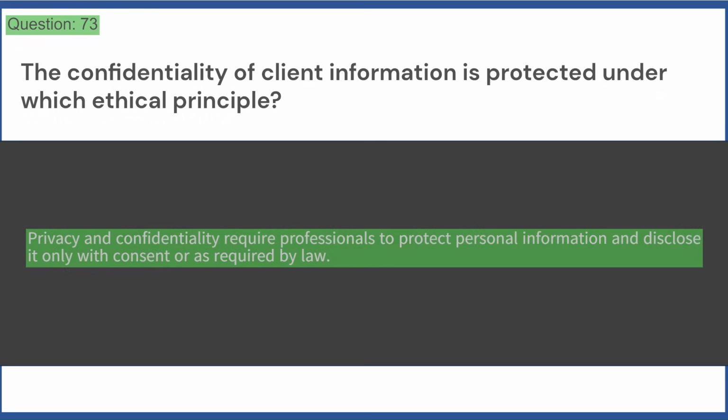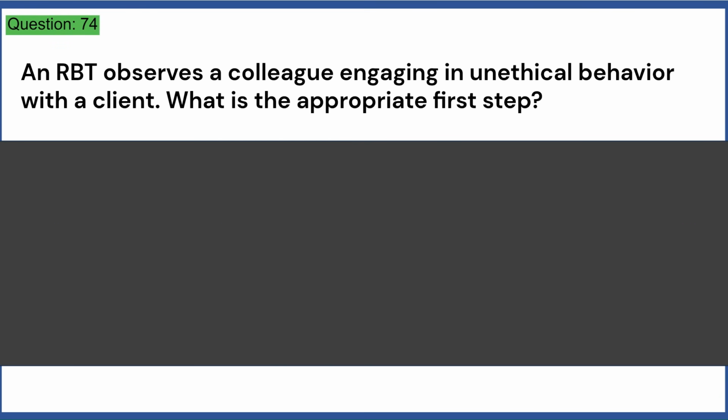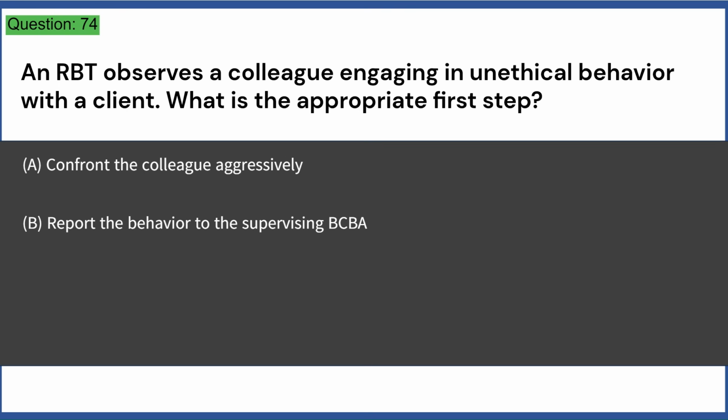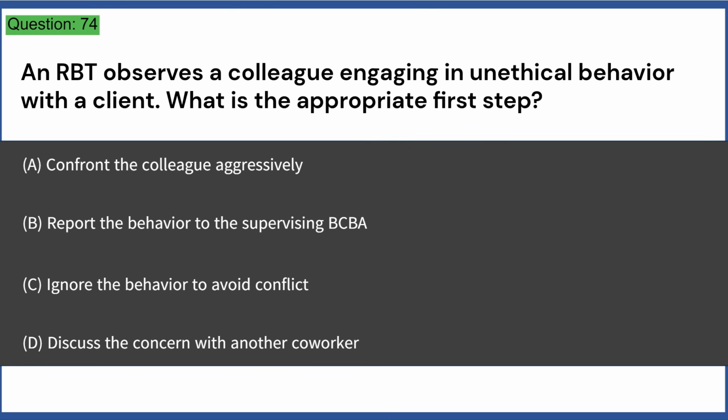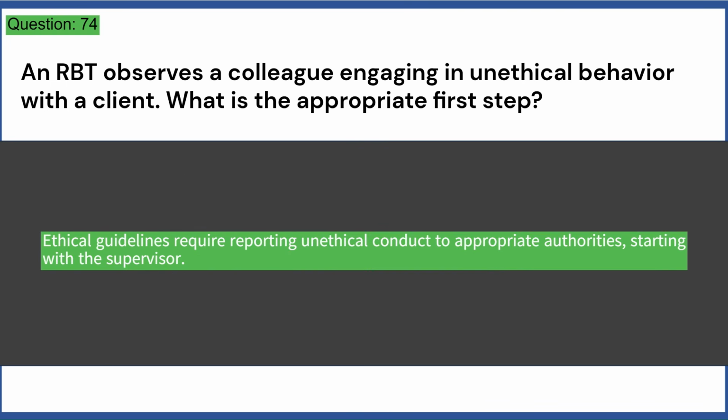by law. An RBT observes a colleague engaging in unethical behavior with a client. What is the appropriate first step? A. Confront the colleague aggressively. B. Report the behavior to the supervising BCBA. C. Ignore the behavior to avoid conflict. D. Discuss the concern with another coworker. Answer B. Ethical guidelines require reporting unethical conduct to appropriate authorities, starting with the supervisor.